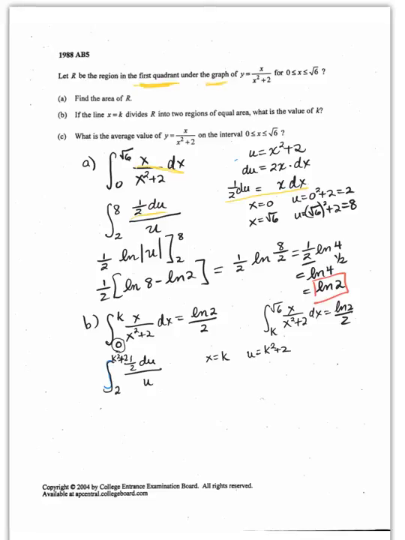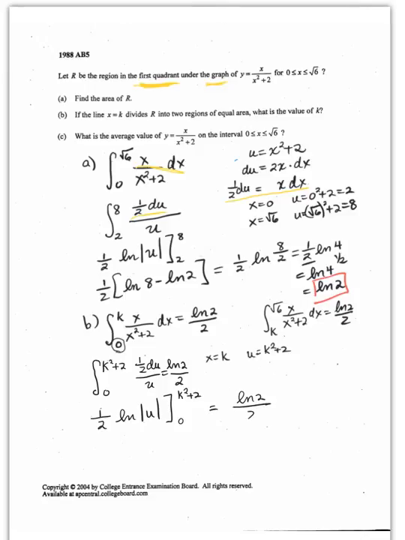Okay, actually, I'm going to erase this, and I'm going to try to write that a little better for you so it's not all cluttered. So I have the integral from 0 to k squared plus 2 of 1/2 du over u. And that's equal to ln of 2 over 2. Okay, so that's still 1/2 ln of absolute u from 0 to k squared plus 2 is equal to ln of 2 over 2.